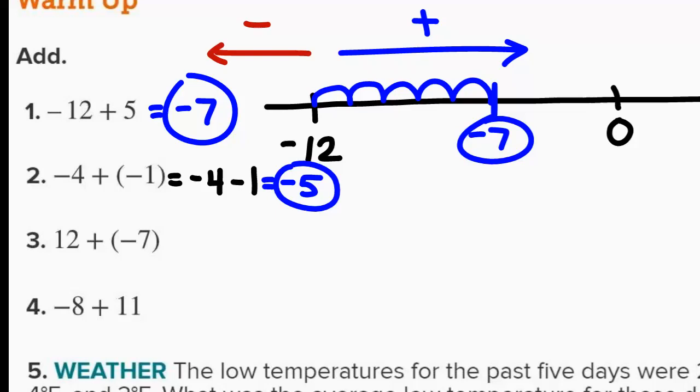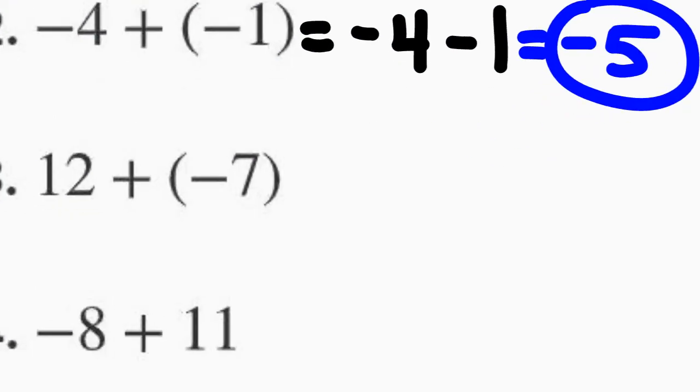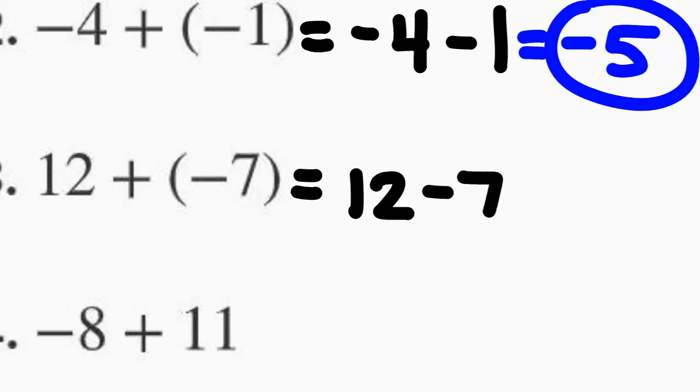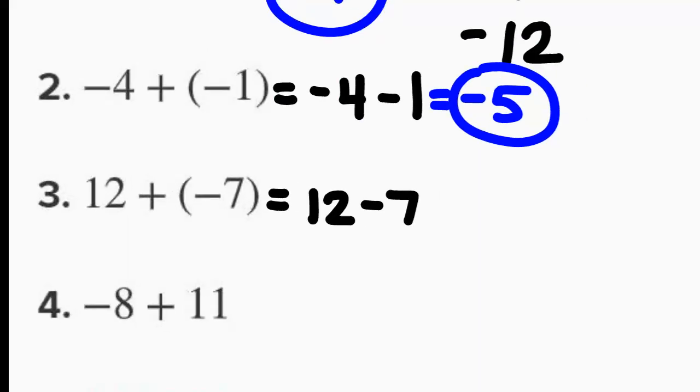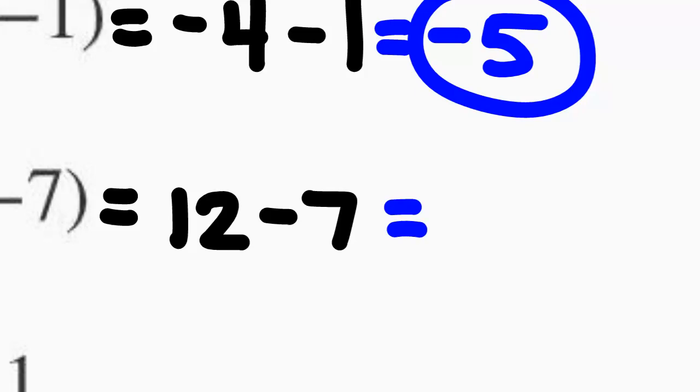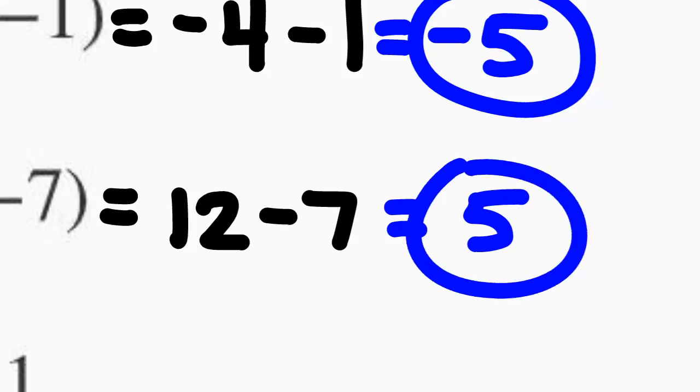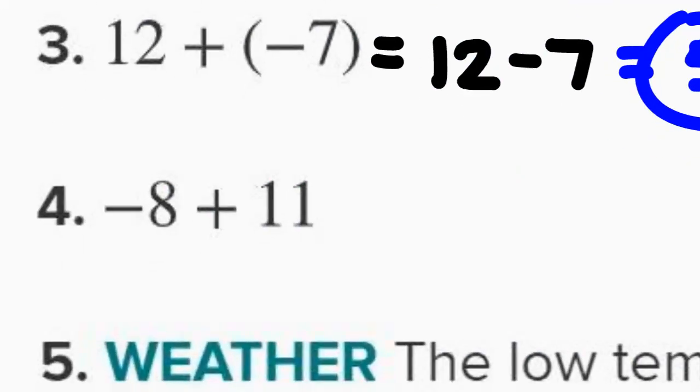What about positive 12 plus negative 7? How would I simplify that so that I don't have a plus and a negative there? It'd be the same as what? 12 minus 7. So 12 plus negative 7 or 12 minus 7, same thing. How does that simplify? Positive 5. Negative 8 plus 11. 3.